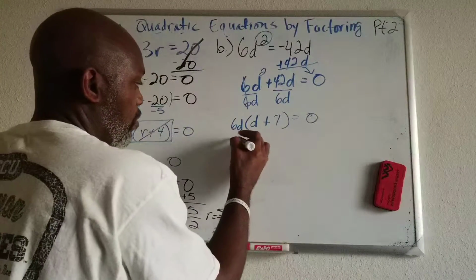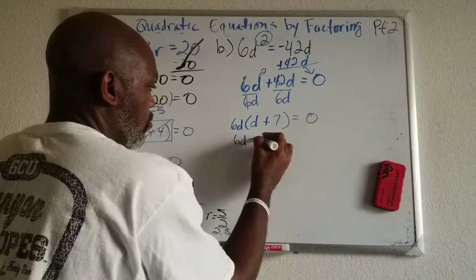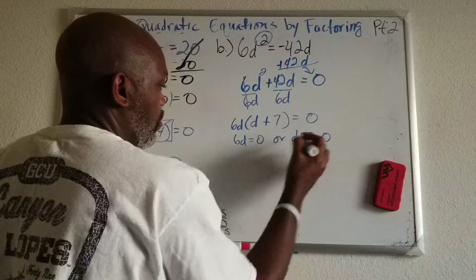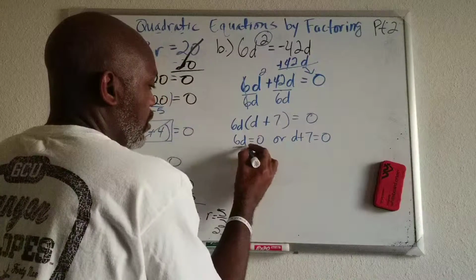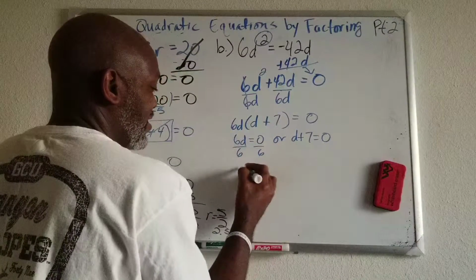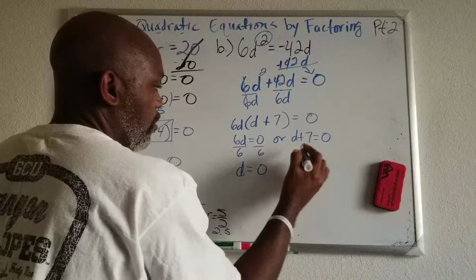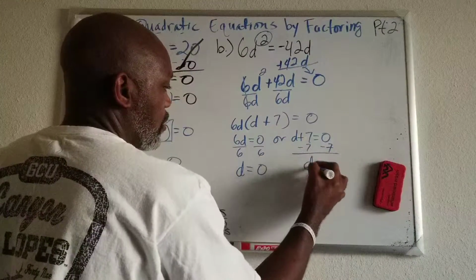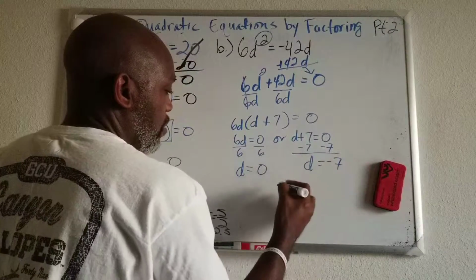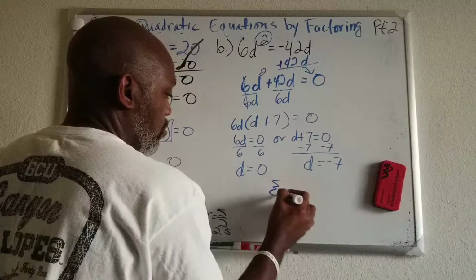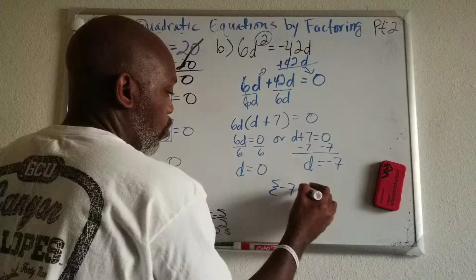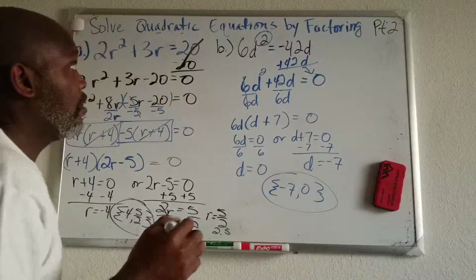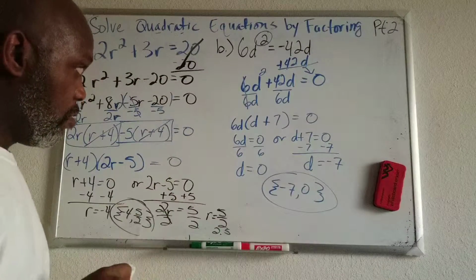So now we have 6D equals 0, or D plus 7 equals 0. To solve for D here, we're going to divide both sides by 6. D equals 0. Subtract 7 from both sides here. D equals -7. So my answer will be -7 or 0. Okay? And that's how you solve that problem.